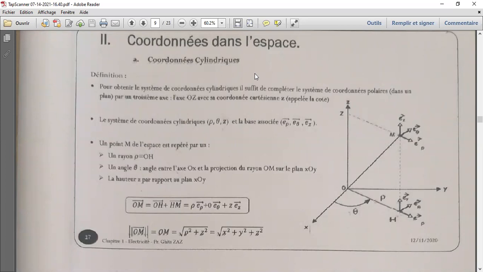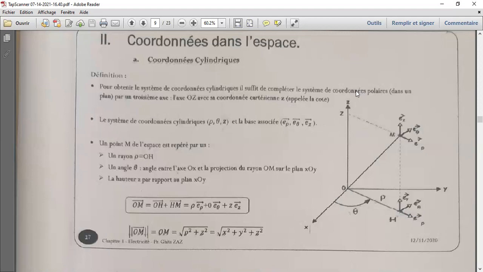So the definition starts: to obtain the cylindrical coordinate system, it is enough to complete the polar coordinate system. Here it is saying that for us to get cylindrical coordinates, it is enough to complete the polar coordinate system.